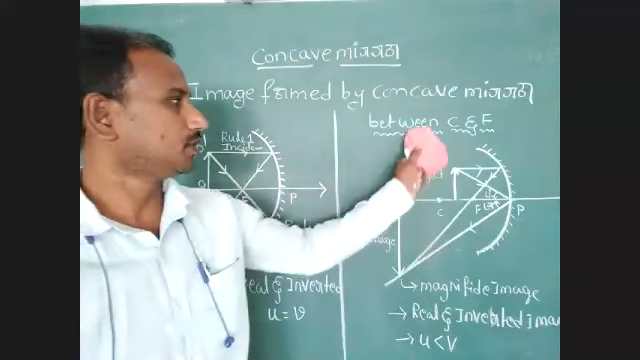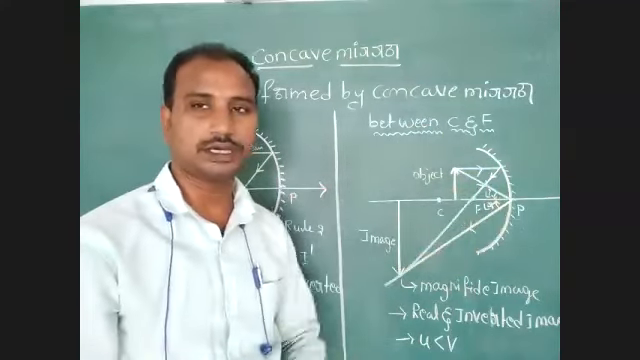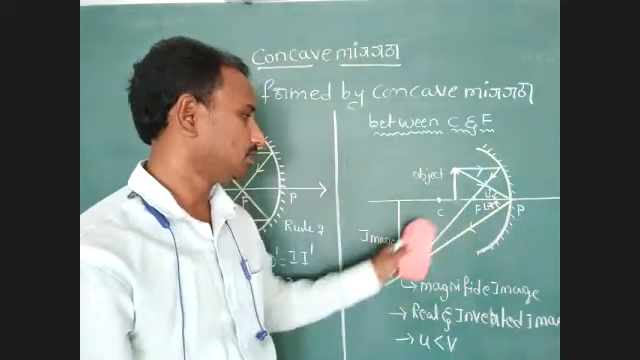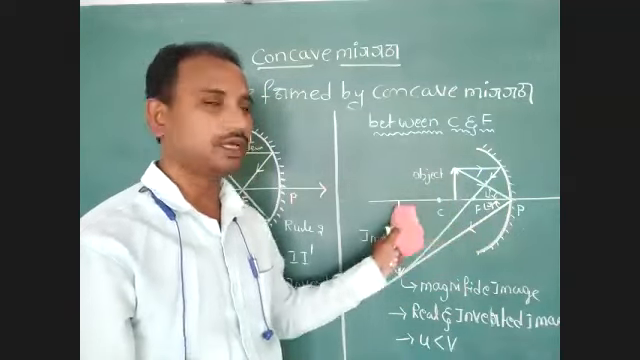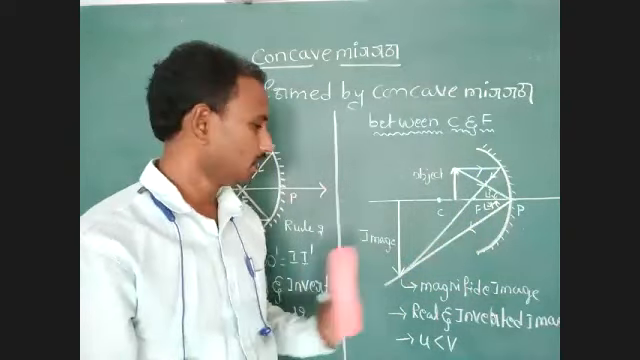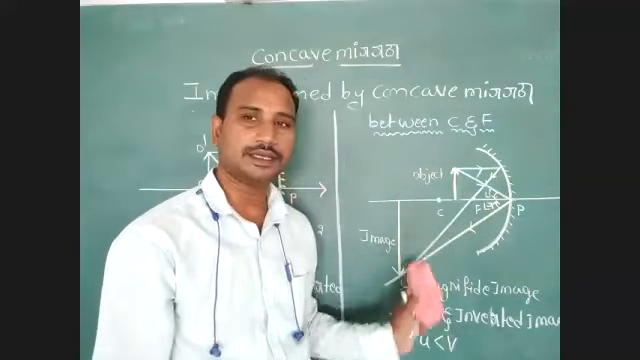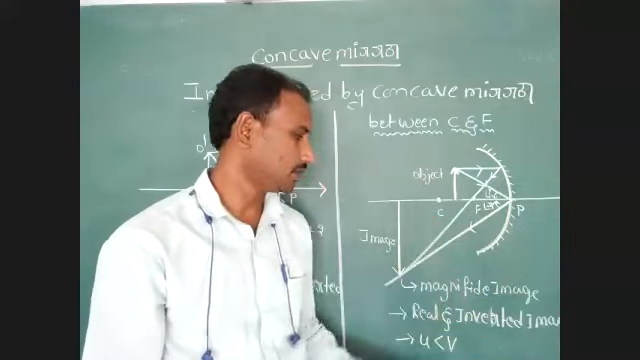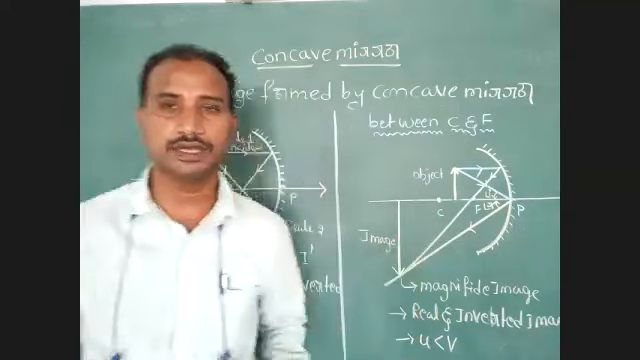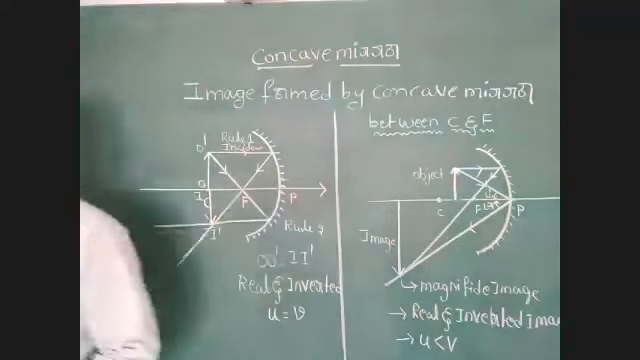Where is the position of the object? Between the center of curvature and the principal focus. Then the image is formed after the center of curvature. Here the object distance is less than the image distance. This image is a real and inverted image. This image is a magnified image. Okay, students, note down.